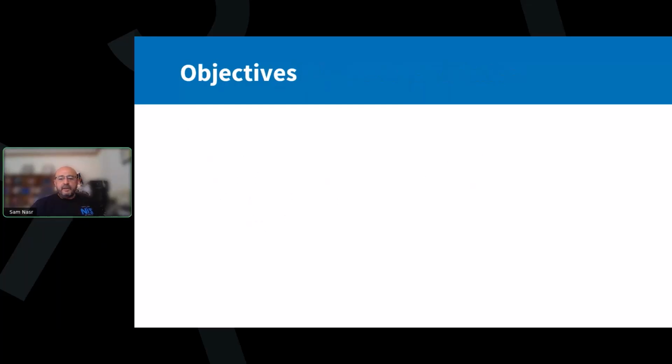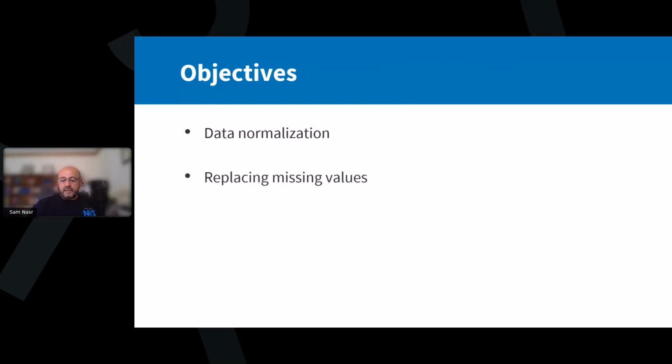So essentially, my overall objectives when I'm doing machine learning and data cleansing are, first, I want to make sure the data is normalized. I want to have some kind of strategy for replacing any missing values. And of course, I want to remove duplicate data because I don't want to skew the outcome towards one value or another.